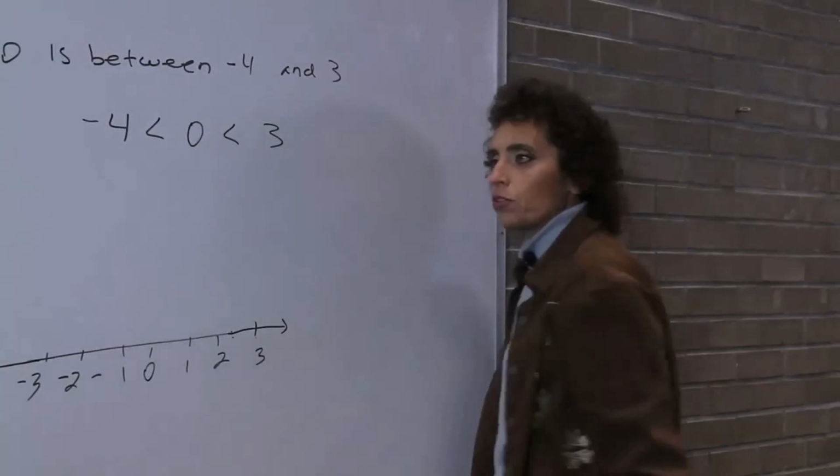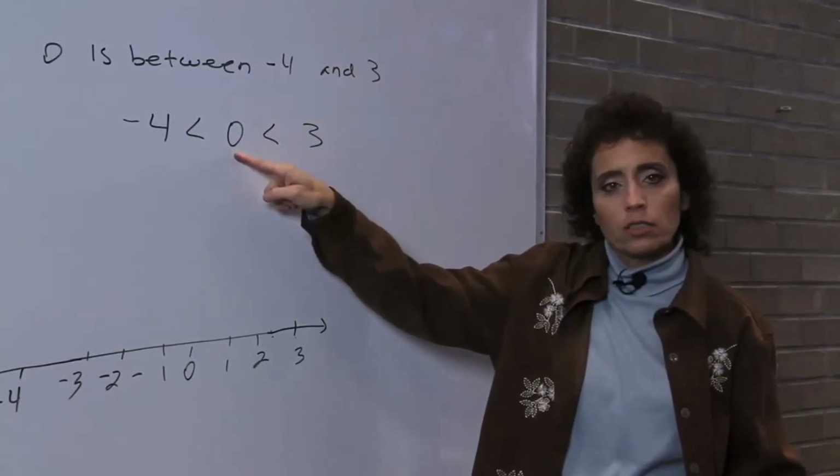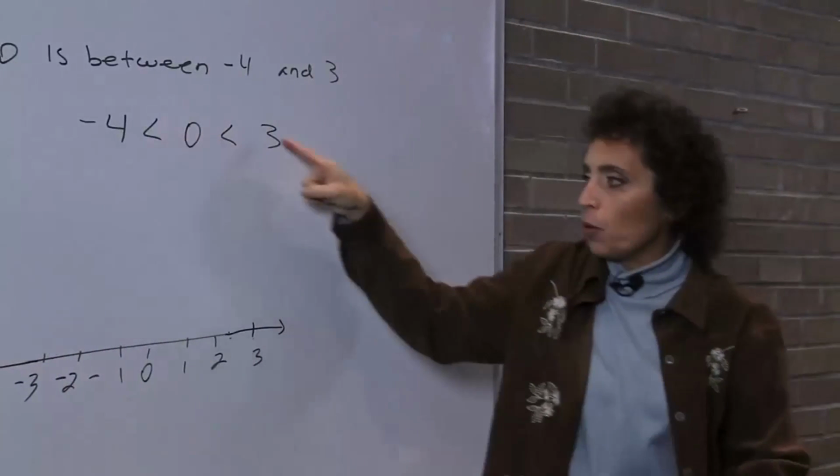All is less than symbols. Watch what this says. This says negative 4 is less than 0, and 0 is less than 3. This is actually an "and." This means both of these things are going on.